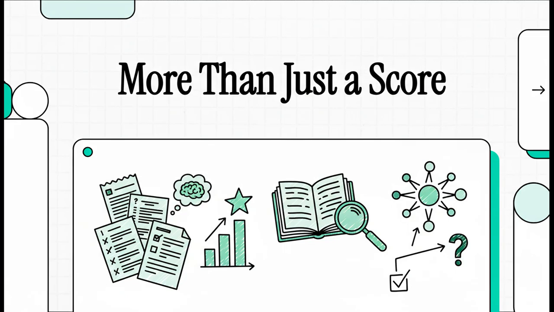We've all been there, staring at a test paper, and then later, staring at the score we got. Maybe it's a 75, a B+, or a 9 out of 10. But have you ever stopped to think about what those numbers actually mean? Well, today, we're going to go way beyond the grade to understand the huge difference between just getting a score and truly evaluating what's been learned.